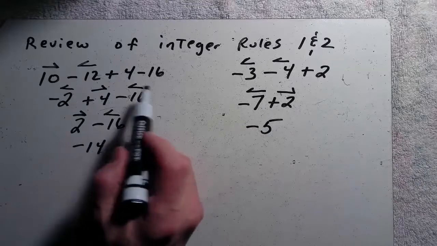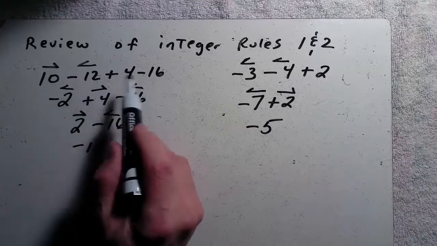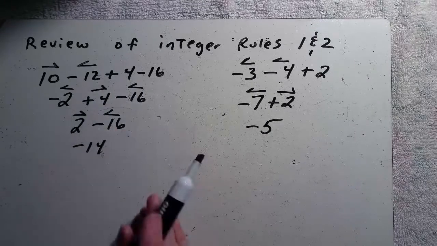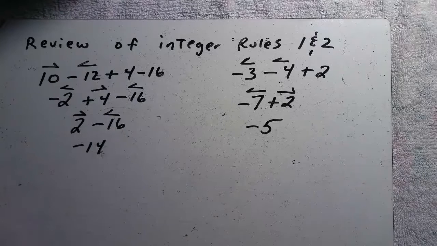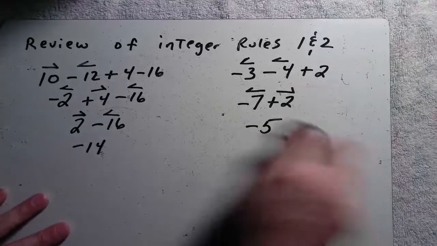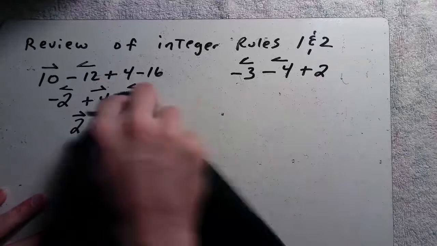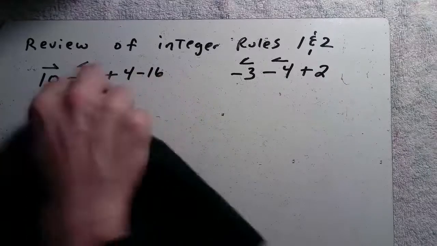So what I've done here is I treated these two problems left to right with the integer rules until we get to the final answer. So this is one way to solve. I'm going to show you my other nifty way of solving these problems. It is called same sign combined. We're going to talk about that.